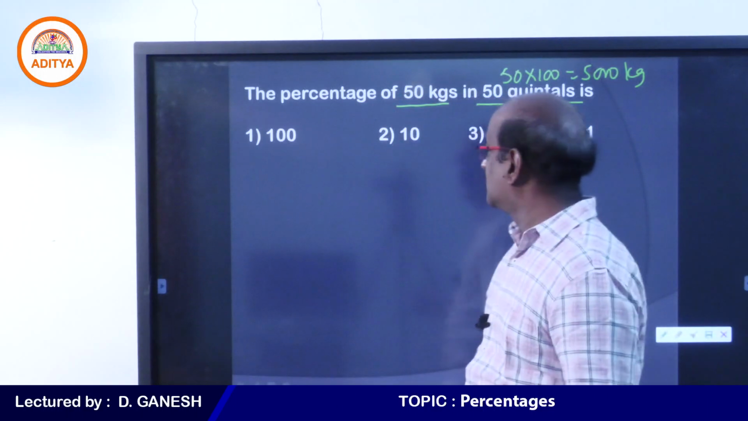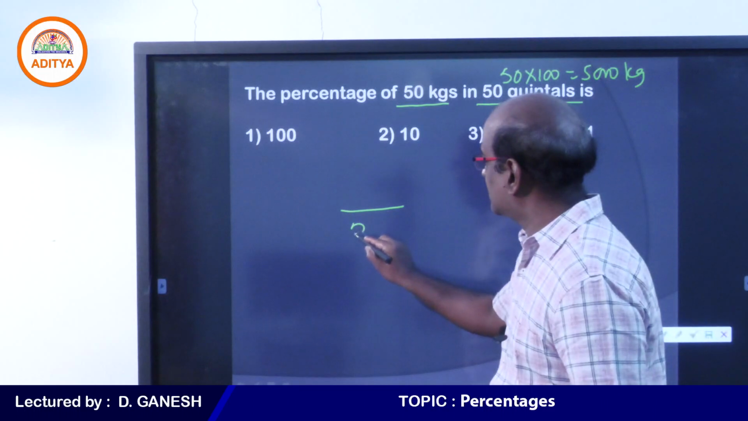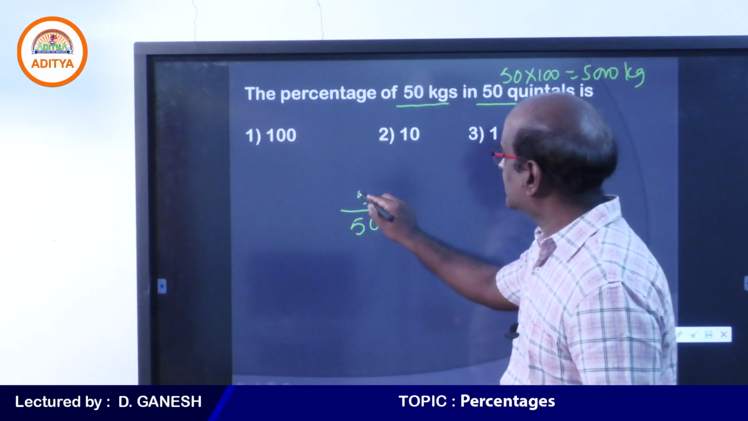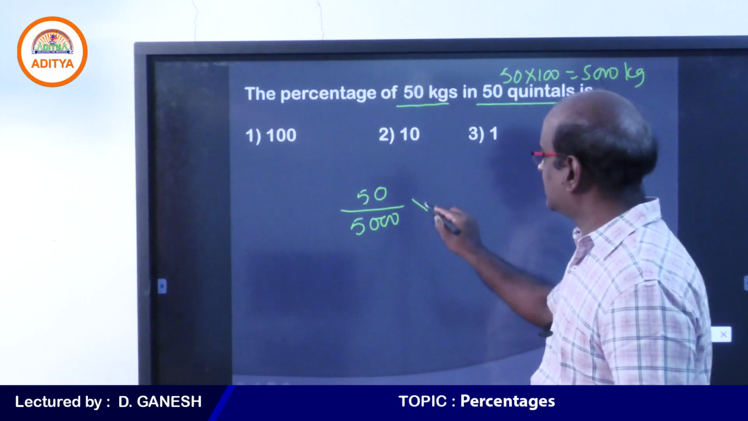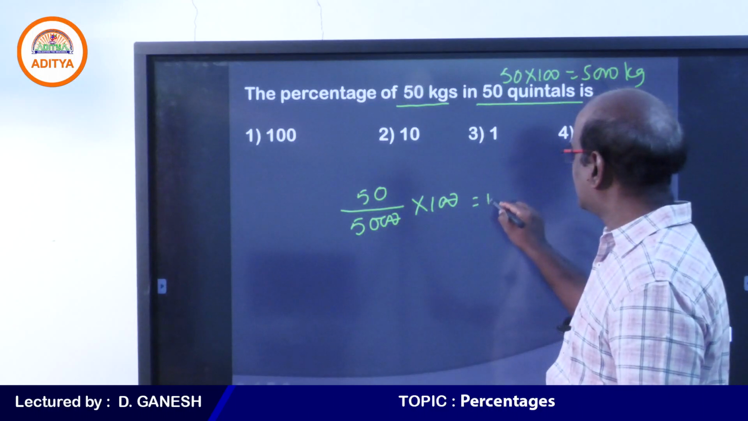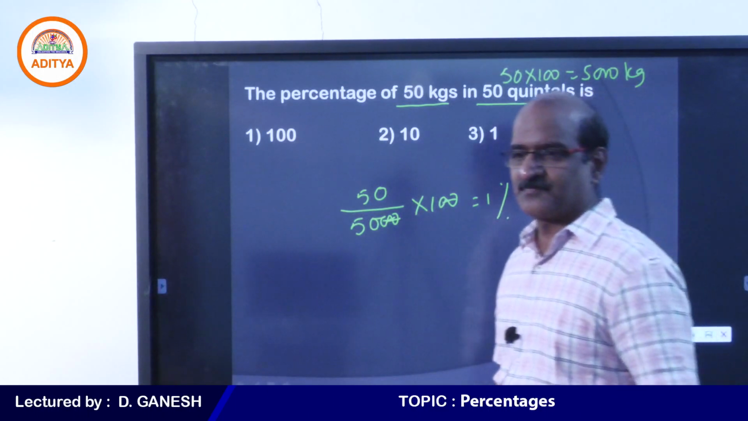Look at this question. Come on, students. So out of 5000 kg, what is 50 kg? If we want to get it in percentages, my dear students, your answer will be 1%.